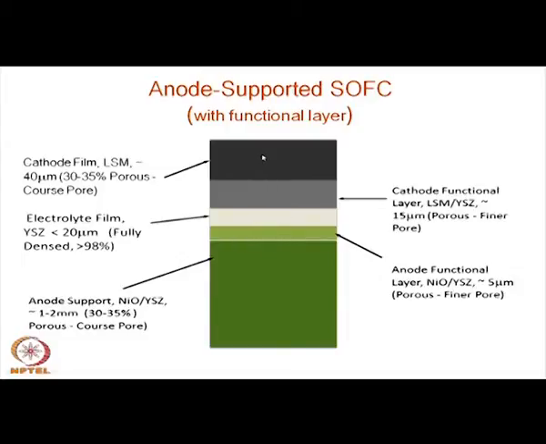Same thing happens on the other side also. If you have a finer pore size in contact with the electrolyte, the triple phase boundary area increases. So, you have more reaction sites. So, the exchange reaction takes place to a much larger extent, and then you get a higher current density.